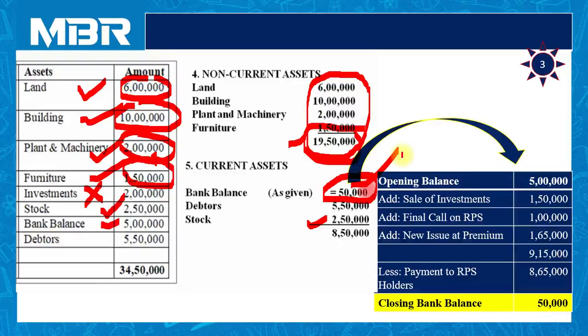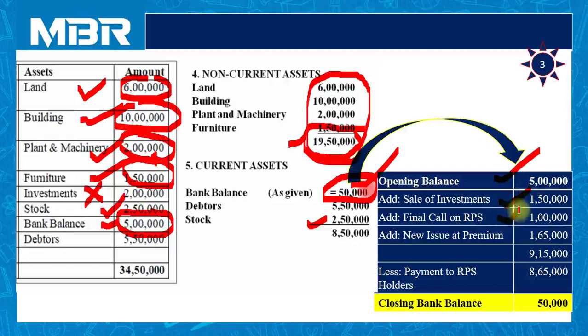But if you want to show the calculation of the closing bank balance, you can calculate with the help of a simple table. I personally insist on calculating the closing bank balance. Why? Because if you have committed any kind of error at an earlier stage, you can easily detect your error. Let us calculate. Opening balance 5 lakhs as given to us in the balance sheet of our question. Rupees 1,50,000 received by the company on sale of investment.